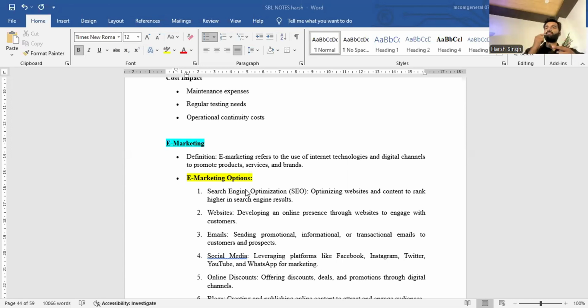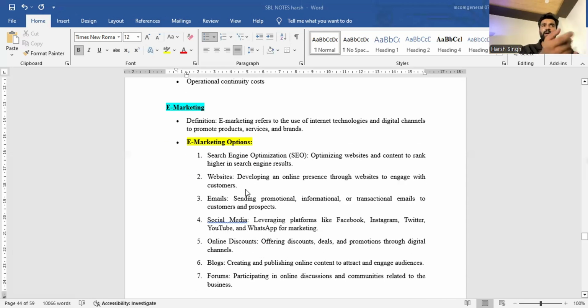So we can talk about, first of all, search engine optimization. Basically, optimizing our websites and content in such a manner that when someone puts down a certain search in Google, my website, my product is on the top. That is search engine optimization. Second of all, having a website. Having a website gives you an online presence and makes it more authentic to the customer. You can send emails. If you just go to your email and check out the promotions, you will have a number of emails from different companies promoting their products.